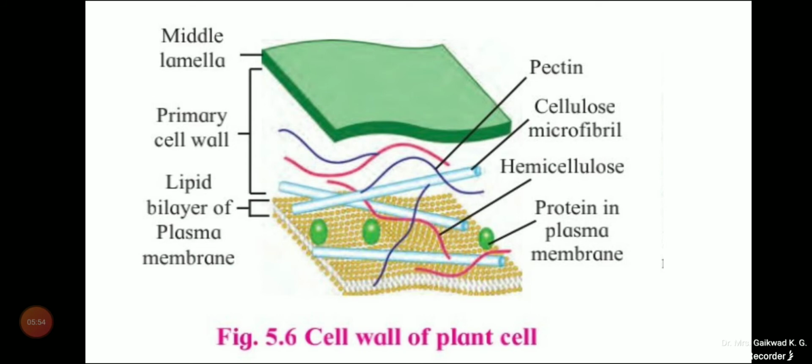Here, the cell wall is a rigid, supportive and protective outer covering. It covers the plasma membrane, and in this way it again protects the plasma membrane.